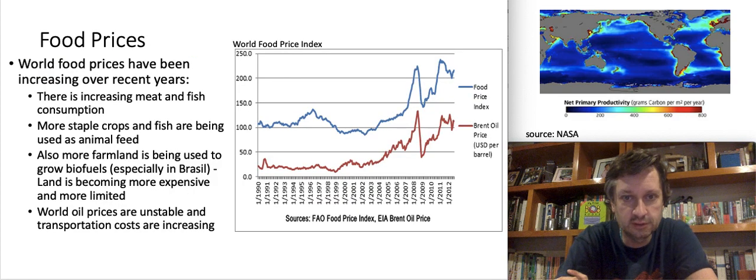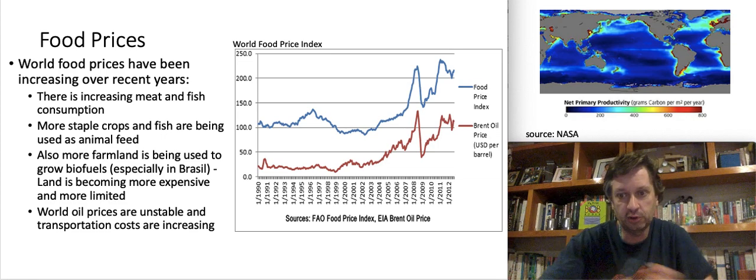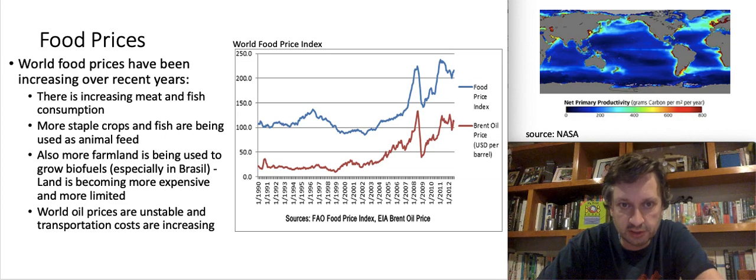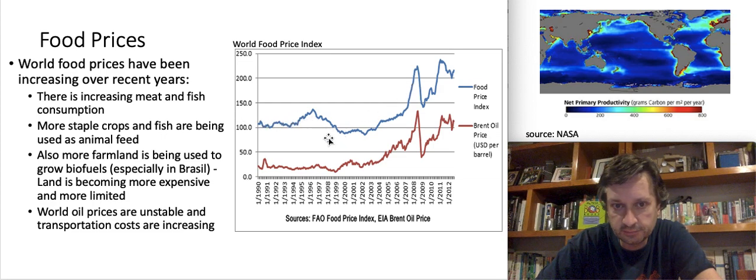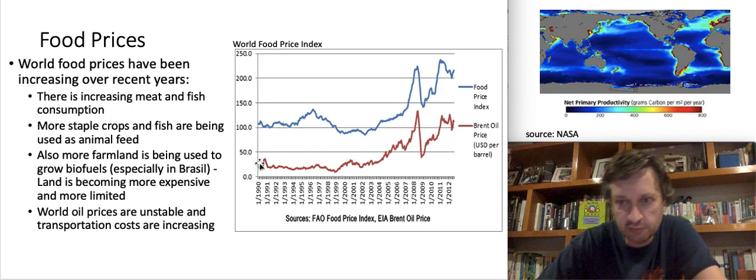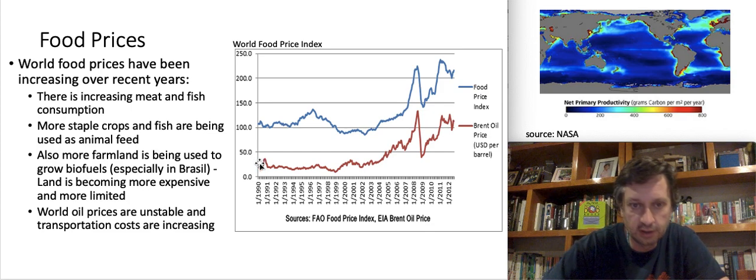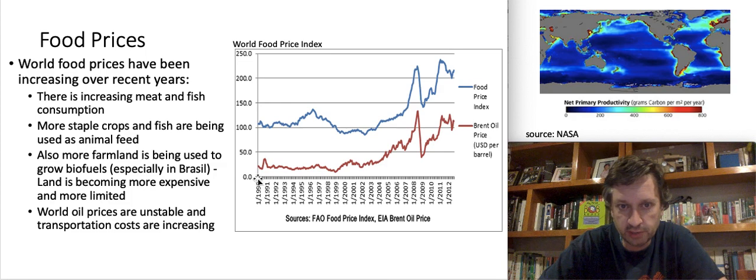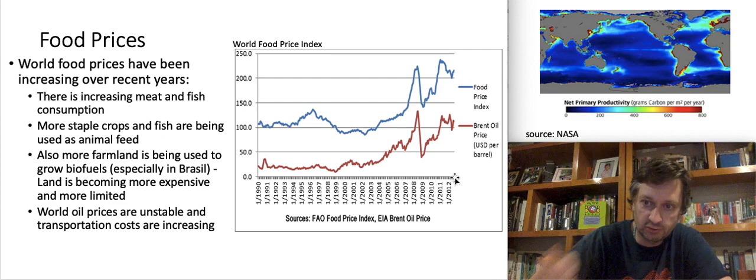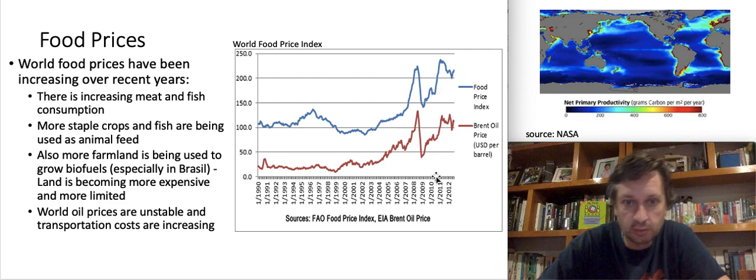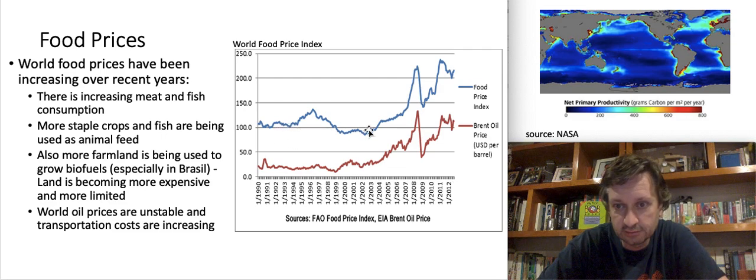So first of all, it's worth looking at the price of food. I've got two graph lines here. The blue line represents basically food prices, the food price index, and the red line represents the price of oil. And I don't know if you can see the scale, but it runs from 1990 here to 2012. So a few things occur to me. One, oil prices and therefore food prices are very volatile, but they've generally increased over the last 20 to 30 years.